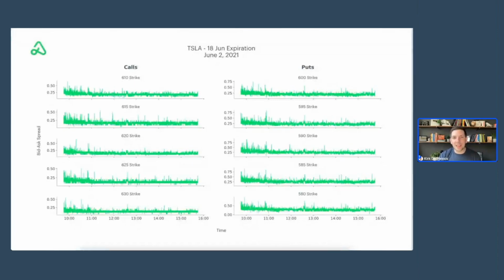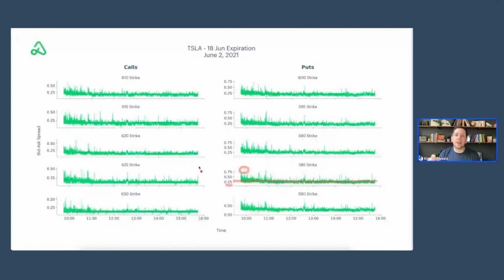Here's another example. This is with Tesla this time, same day range that we used in our study. But look at what happened with Tesla. This is how different they could be. Let's say the average bid-ask spread in Tesla for these strikes was 25 cents. That was right here. You had some spikes of upwards of $1 randomly on one contract.